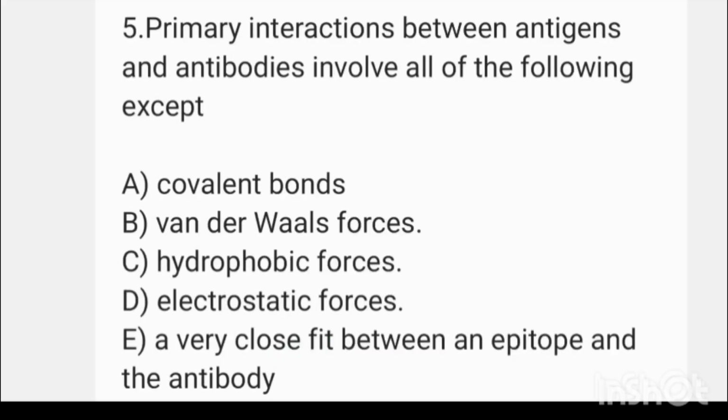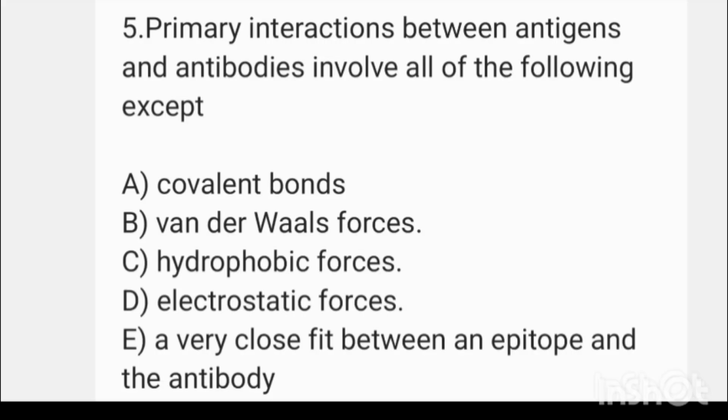Fifth question. Primary interactions between antigens and antibodies involve all of the following except. Options are A. Covalent bonds, B. Van der Waals forces, C. Hydrophobic forces, D. Electrostatic forces, E. A very close fit between an epitope and the antibody. So, primary interaction between antigen and antibody involve all of the following except what?